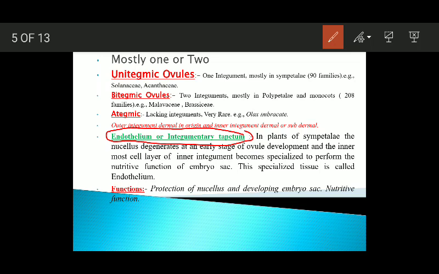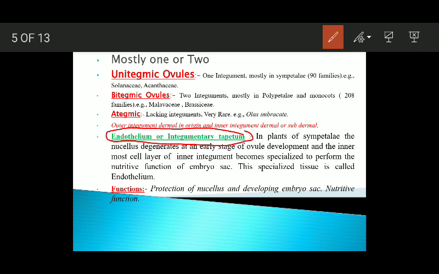In plants belonging to the sympetally group, the nucellus degenerates at an early stage of ovule development. To compensate for this early degeneration of the nucellus, the innermost layer of the inner integument performs the nutritive function of the embryo sac. It becomes specialized, and this specialized structure is known as endothecium. So endothecium is basically the innermost layer of the inner integument in sympetally, where the nucellus degenerates at an early stage of ovule development.